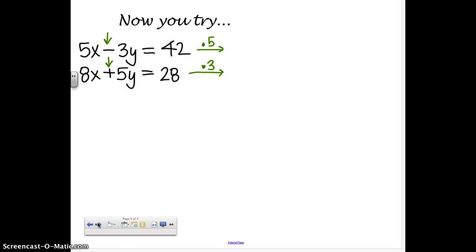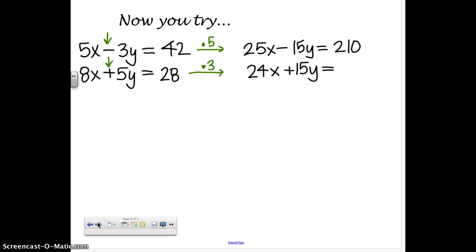Okay? So, in doing that, 5 times 5 is 25. 5 times negative 3, negative 15. 5 times 42. Well, 10 times 42 is 420. Half of that, since I'm only multiplying by 5, is 210. And the bottom one, 8 times 3 is 24. 15y. And this is where calculators come in handy, 84.